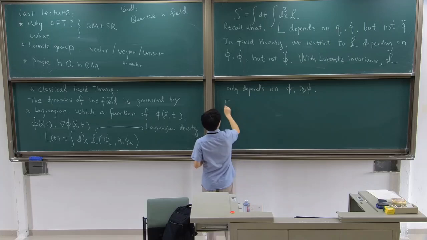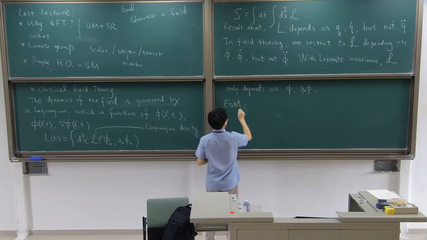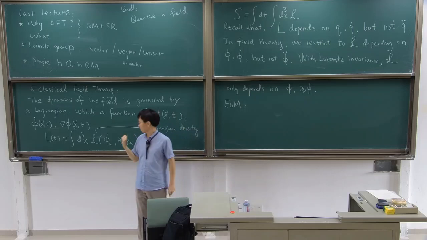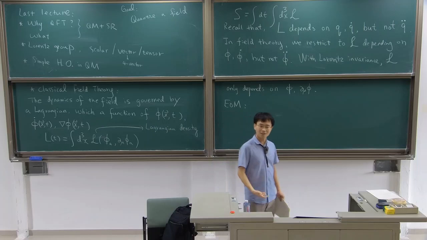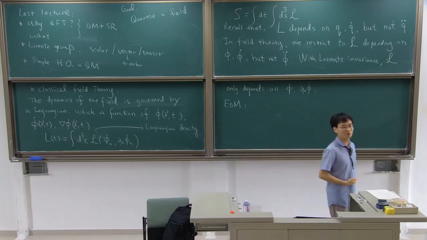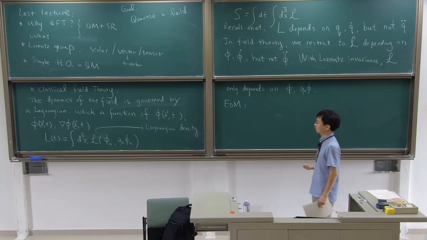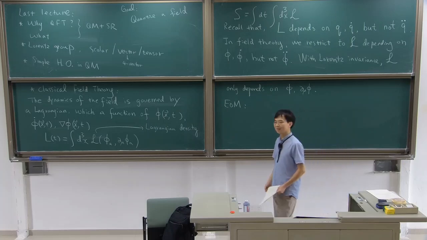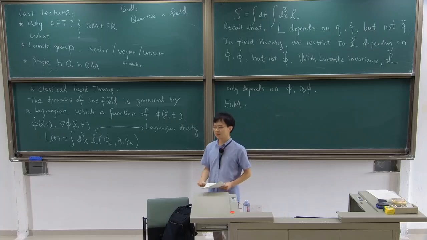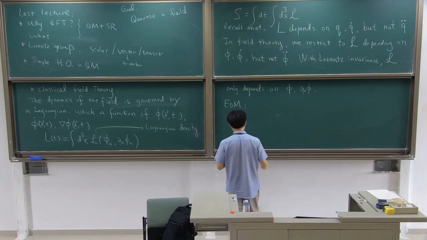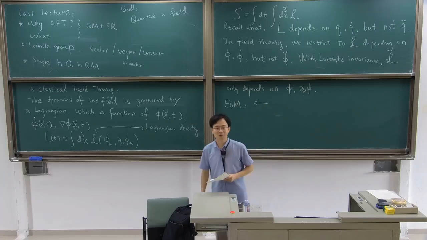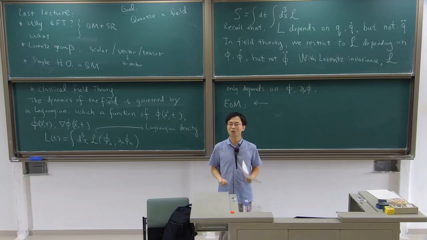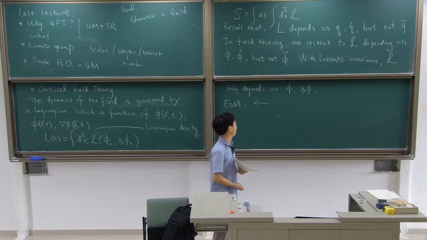Now, the next step is the important one. When you give me such a theory, I should be able to derive the equation of motion. It's like classical mechanics. From a Lagrangian, you derive the equation of motion. So how to derive the equation of motion? Use the least action principle. When you extremize the action, here we do the same thing.